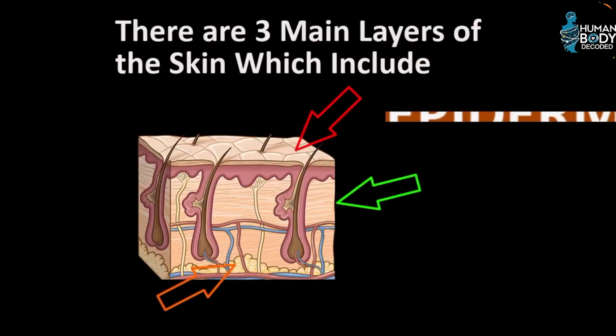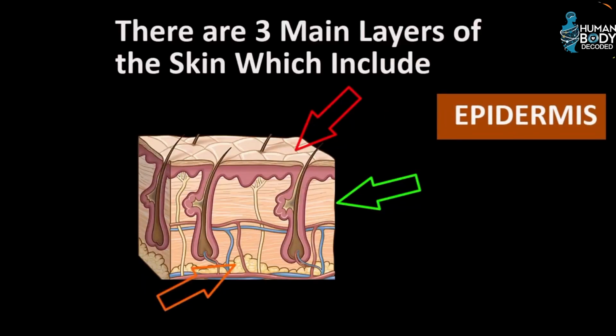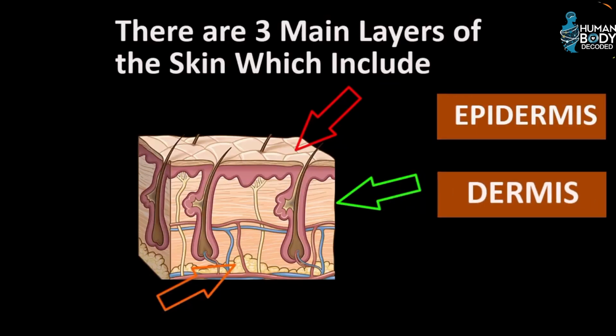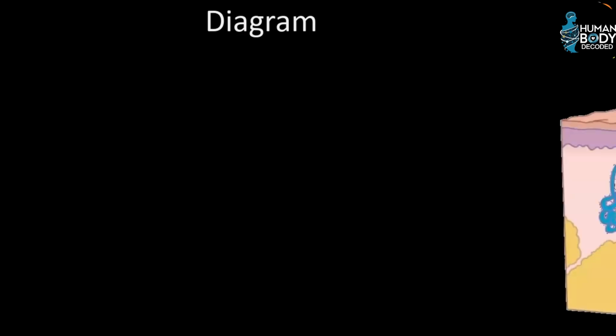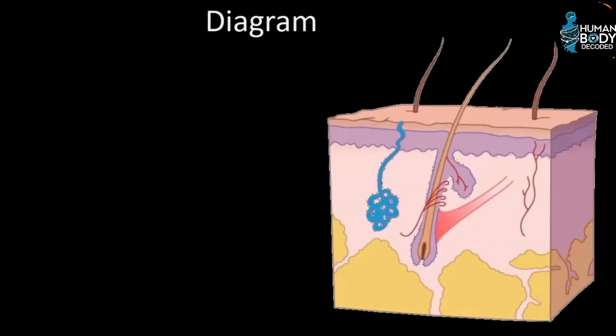The outer layer is called the epidermis. The middle layer is called the dermis. The innermost layer is called the hypodermis. Let's explore the skin with a diagram. You can see the structure of the skin. You can see several components in this diagram.